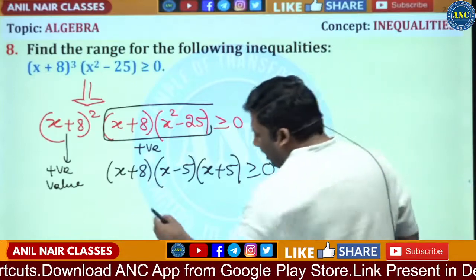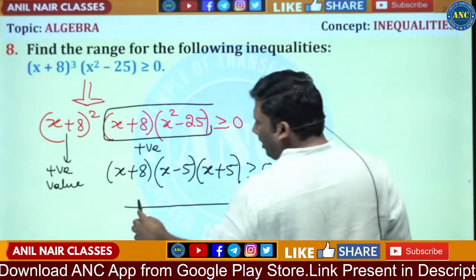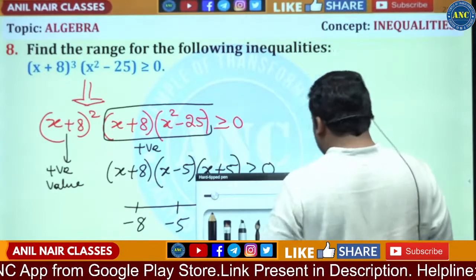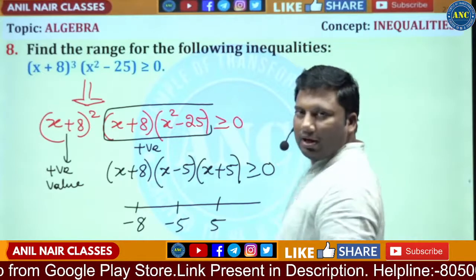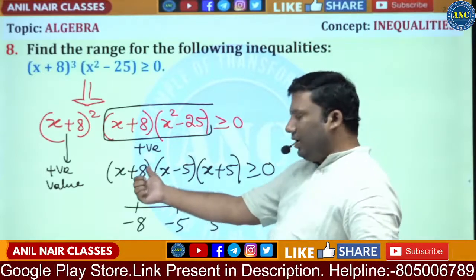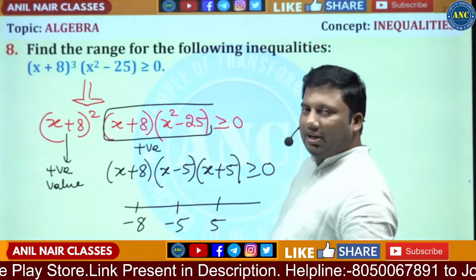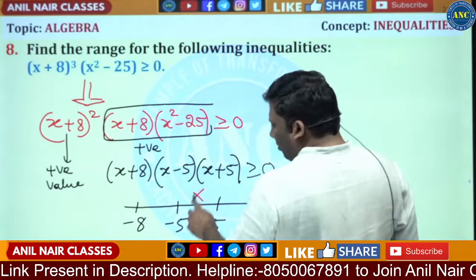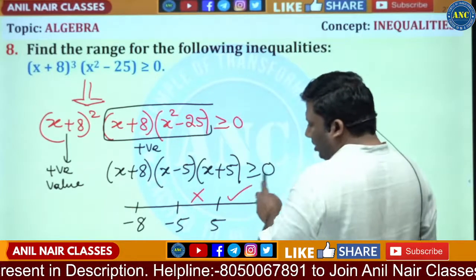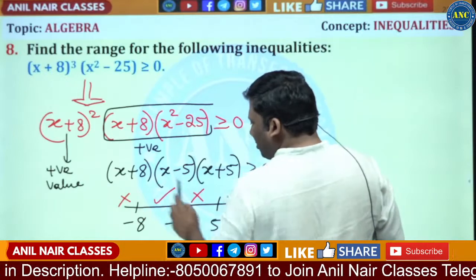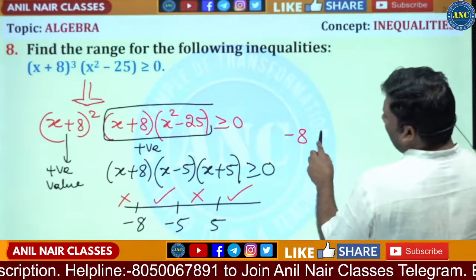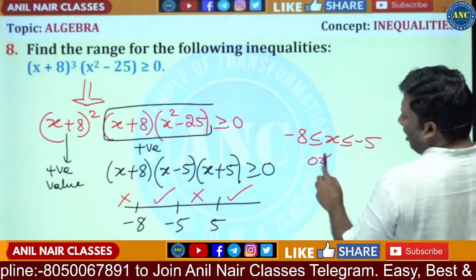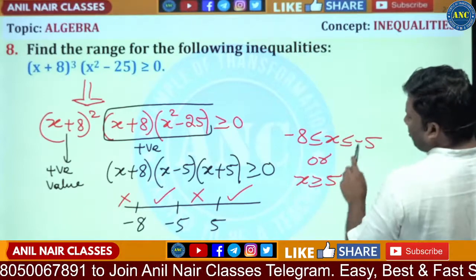Now it is easy, just point it out on a number line. This is −8, this is −5 and this is 5. Take 0: 8 into 5 is 40, 40 into −5 is −200. It is not greater than or equivalent to 0, so it is not possible. Cross, tick, tick, cross. That means how many values? −8 ≤ x ≤ −5 or x ≥ 5.